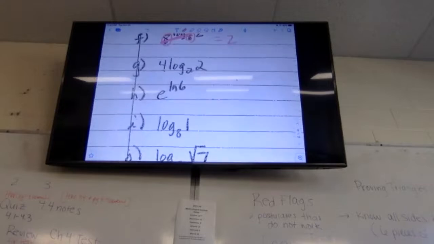Do you remember what happens when I've got a number out in front of my log? Do you remember where that came from? It comes from the exponent. So when you have an exponent of a number inside of a log, the exponent goes with that base, and you could put it out front.